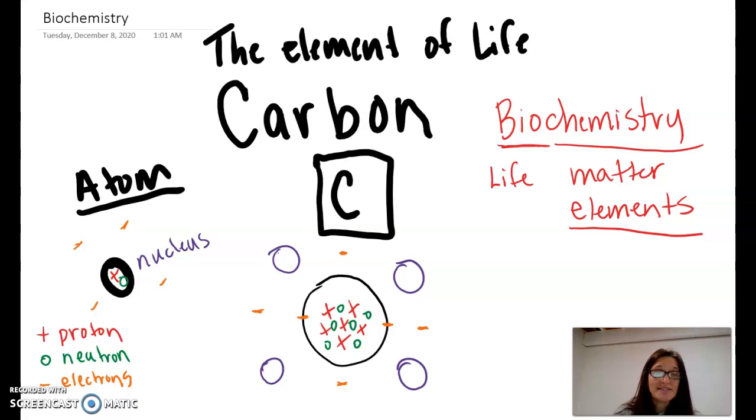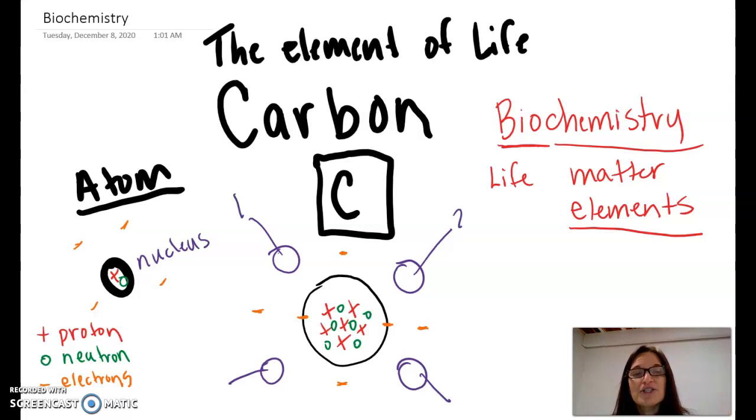These 4 spots are basically places, like a Lego block that allows it to hook to another Lego. These are spots that would allow it to bond with other molecules. And so when we're thinking about macromolecules, it's really nice. And why is carbon the element of life? Because it can connect with 1, 2, 3, 4 other elements.